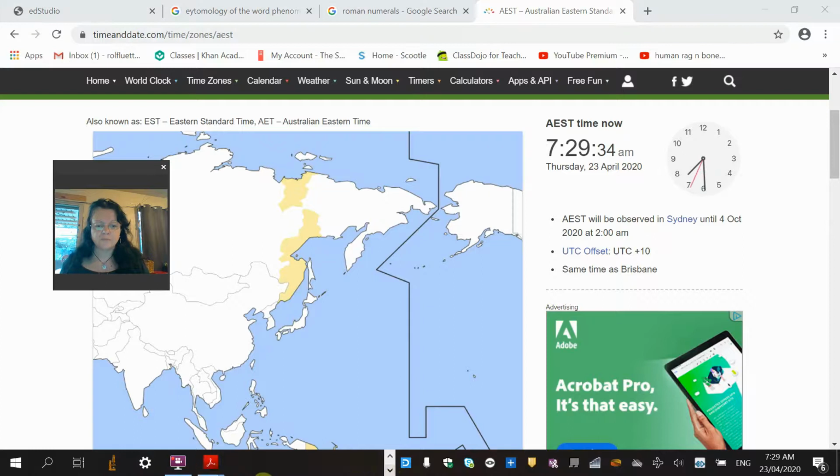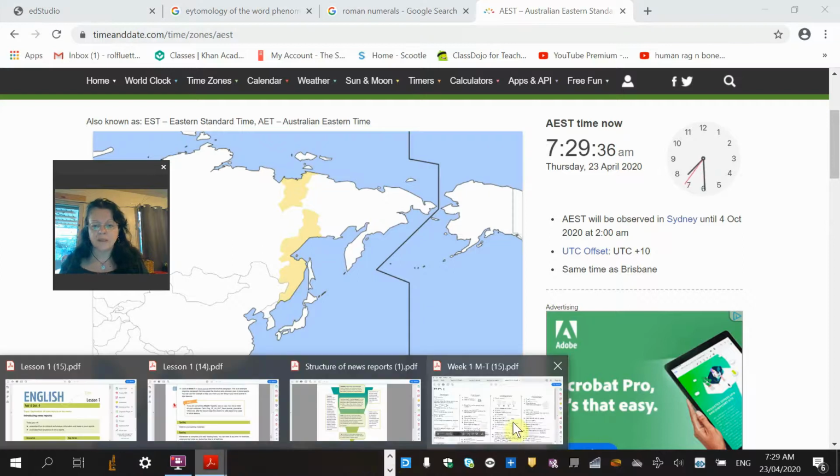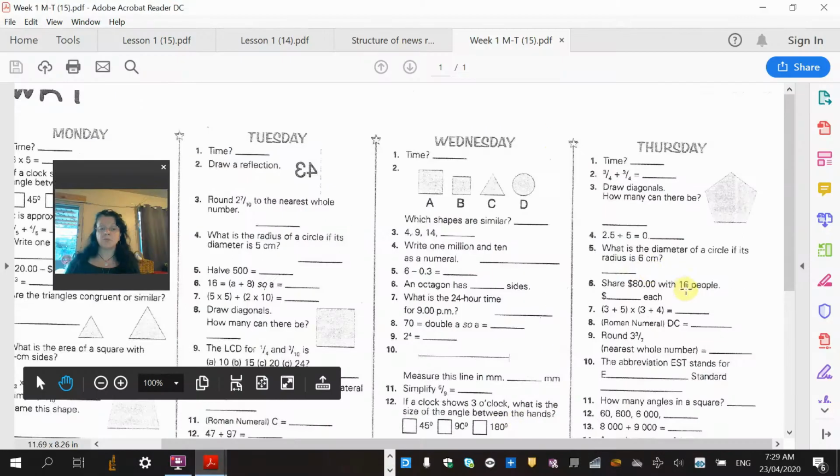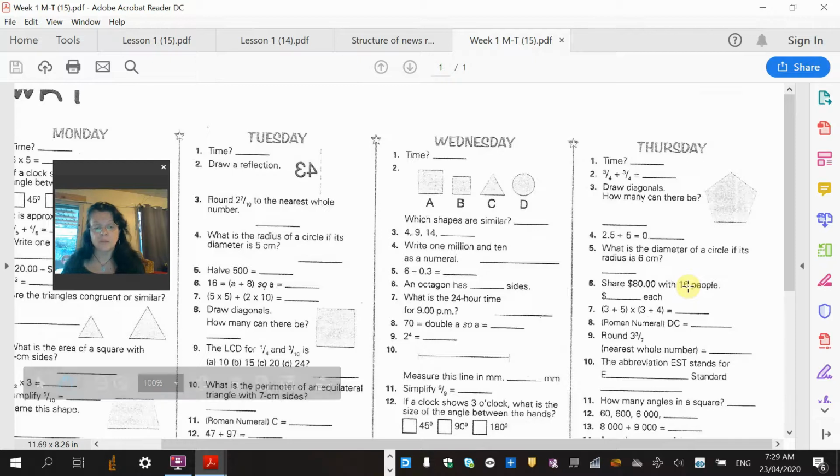And it's AM, of course, because it's in the morning. After midnight to midday is AM, ante-meridian. After midday to midnight is PM, post-meridian.